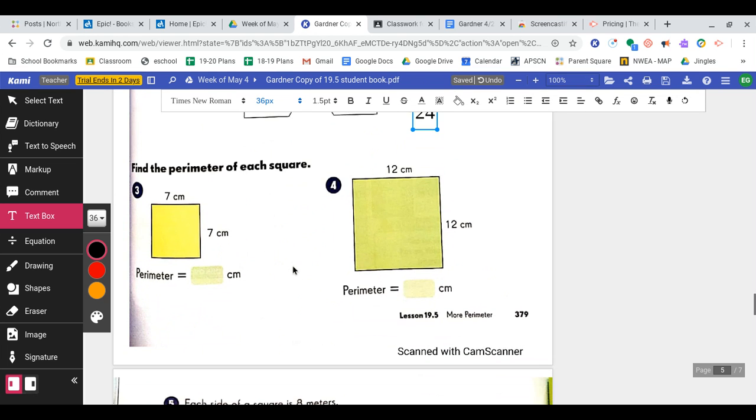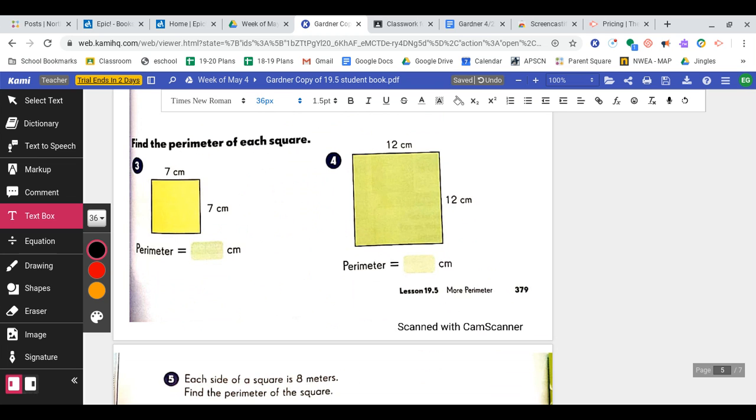Okay, and then these squares have the sides given to you, the length of each side. We know that squares have all equal sides, so we can always multiply one side by 4. 7 times 4 equals 28. So the perimeter of this square is 28 centimeters. 12 times 4 is 48. So the perimeter of this square is 48 centimeters.